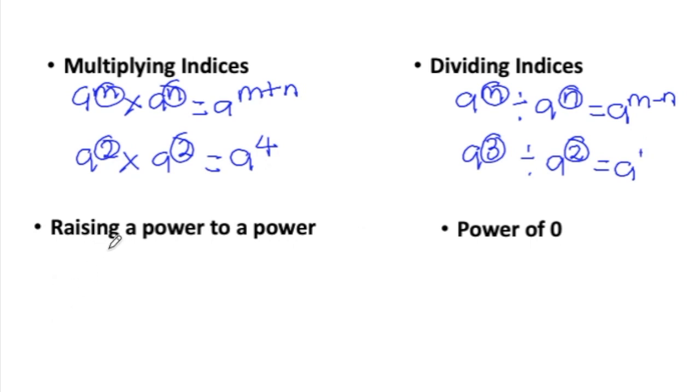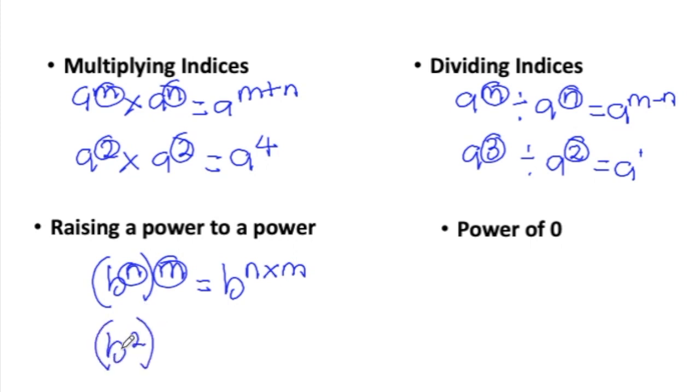Then when you're raising a power to a power, for example, b to the power of n in brackets to the power of m, basically you multiply the powers and the answer will be b to the power of n times m. Another example, b to the power of 2 in brackets to the power of 3. We multiply the powers and the answer will be b to the power of 6. And this one is quite easy. Anything to the power of 0 is 1. For example, 5 to the power of 0, that will be 1.